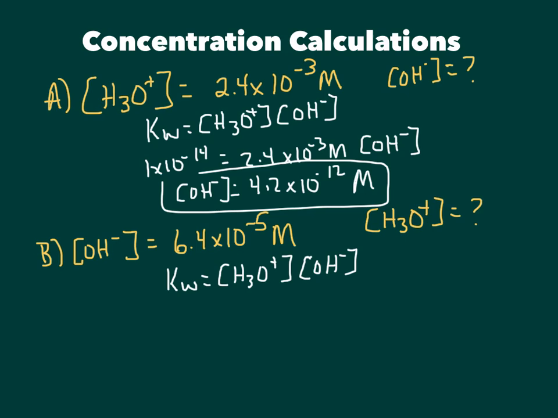Now I want you to try to solve this next one. It gives you the hydroxide ion concentration. Pause it and try to find the hydronium ion concentration. Okay, and I got 1.6 times 10 to the minus 10th molar for that.